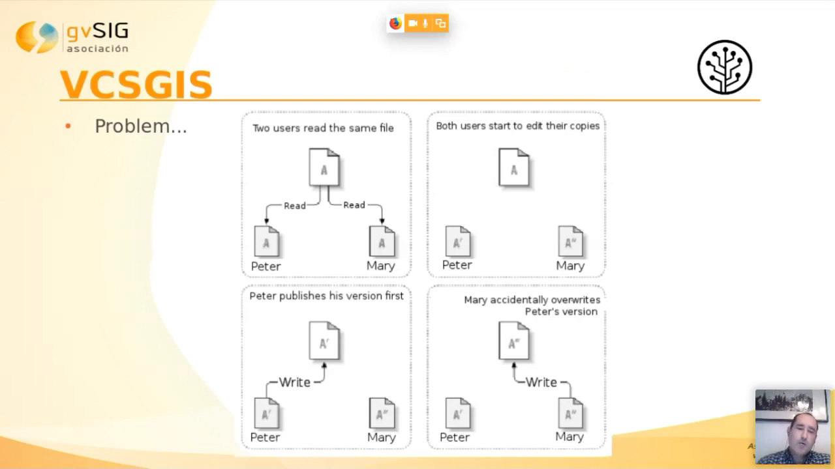The first one uploads the changes to the repository, and they replace the version firstly, and the second user overwrites the other version. So there's a problem because the changes of the first upload of the first user are lost.